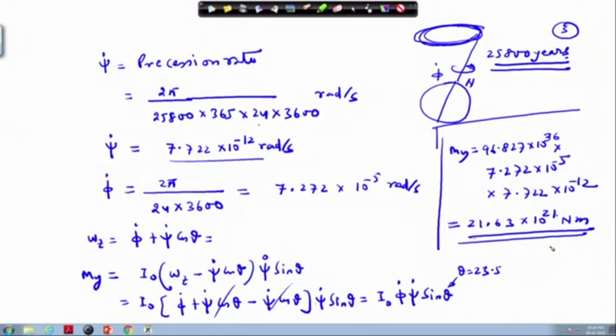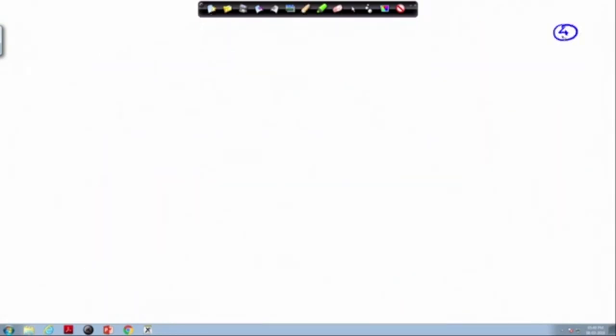Now, it is based on the same principle, in fact. So, the gyroscope we tried to develop, and based on the same principle we have done that. We do some more problems.